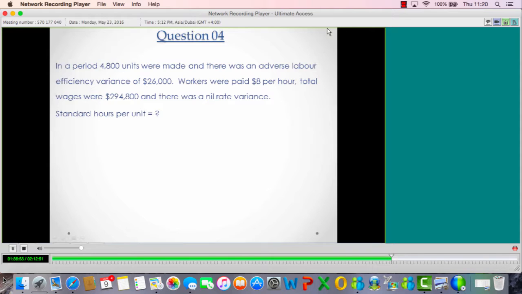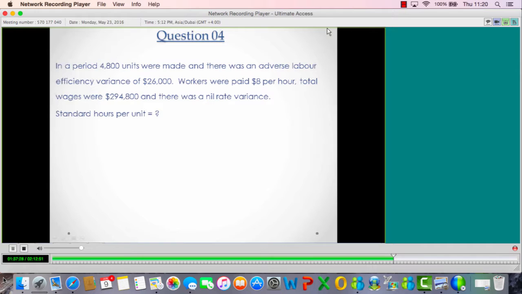Okay, tell me what should be my first step here. Now I am to calculate the standard hours per unit. What are we given? We are given the number of units, the efficiency variance, the workers paid 8 per hour. That should be the actual. Sorry, we'll come back to that. And the total wages was 294,800. Okay, what should be my first step?